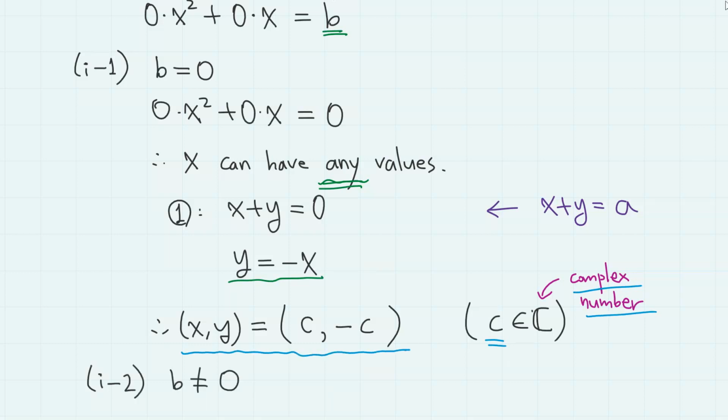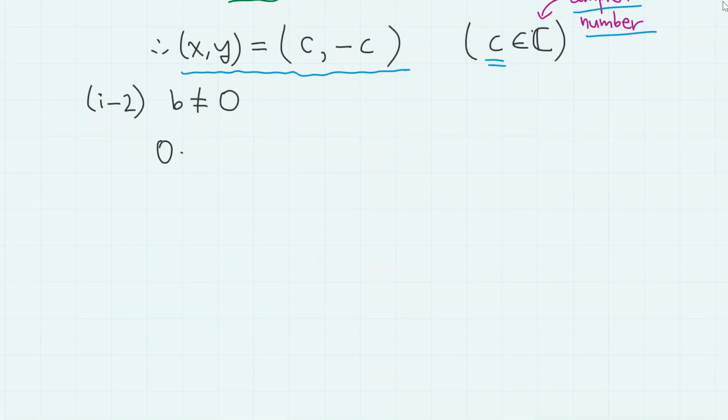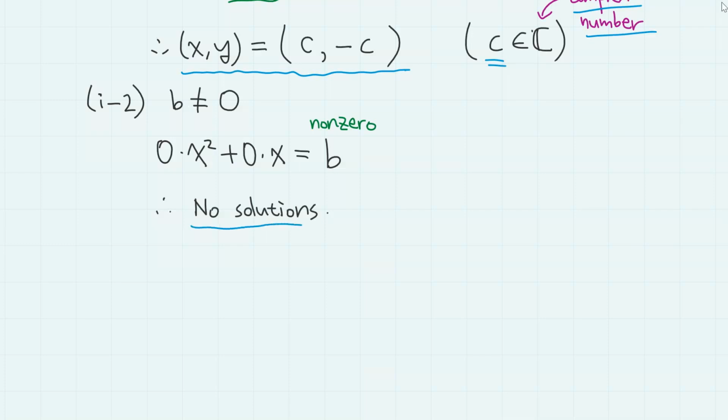But if b is not equal to 0, then we just have 0 times x squared plus 0 times x equals some non-zero number b. Therefore, there exist no solutions in this case. So that was the case when a equals 0. Now let us take a look at the other case, where a is non-zero.